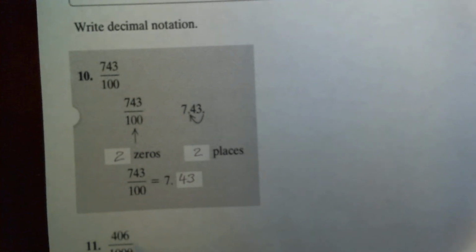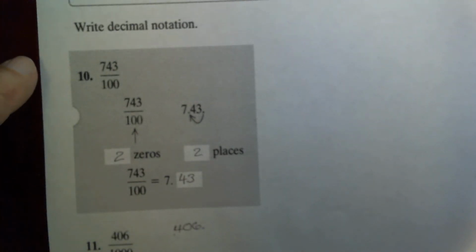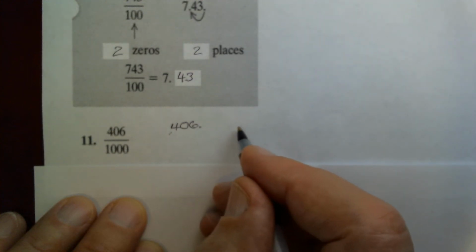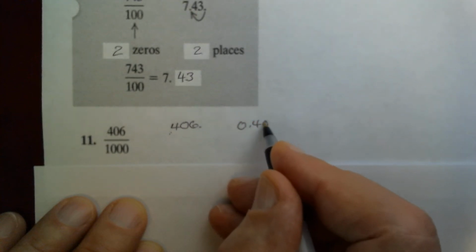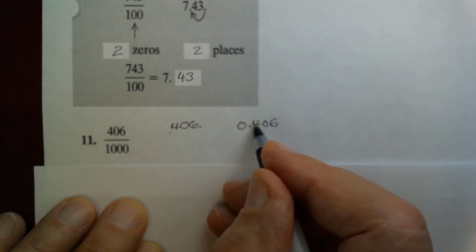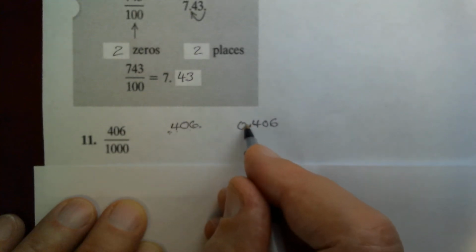In example number 11, we have 406 divided by 1,000. Again, the implied decimal is here. So we move it 1, 2, 3 places, so it goes in front of the 4. We move the decimal in front of the 4 because there are 3 zeros. This will then be 0.406. Here's the implied decimal, 1, 2, 3 places in front of the 4, and then we add a 0 just to make it clear.